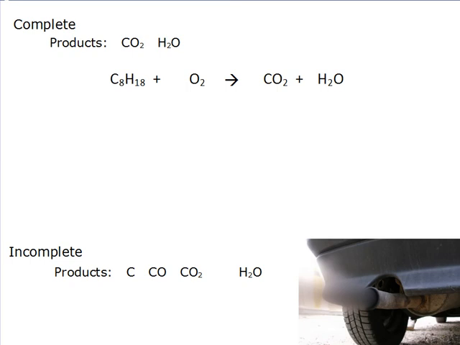For combustion reactions, we can write balanced equations. Complete combustion, the products are carbon dioxide and water. In incomplete combustion, you get water forming, but you get a mixture of carbon dioxide, carbon monoxide, and just carbon or soot. We can see this, for example, in cars on the road.